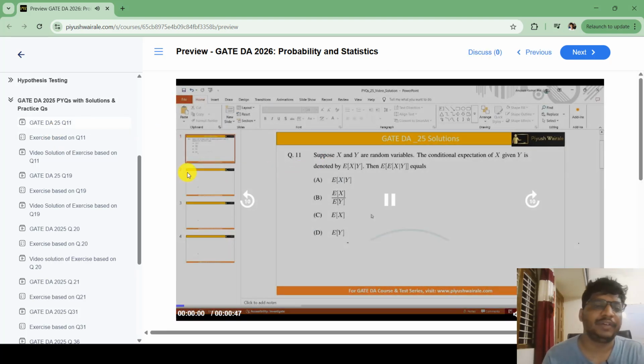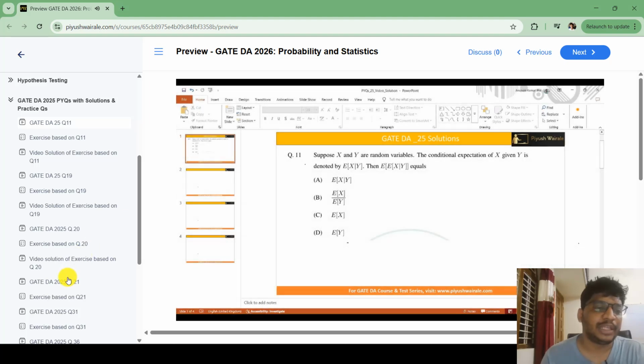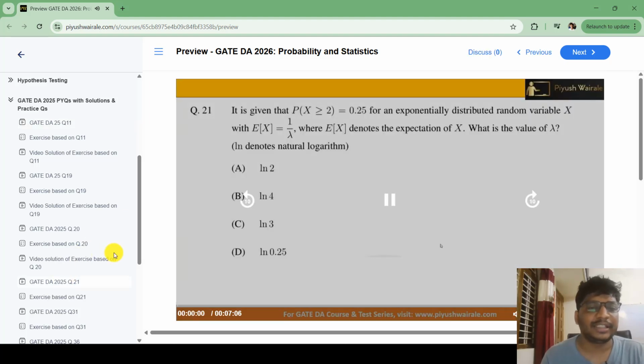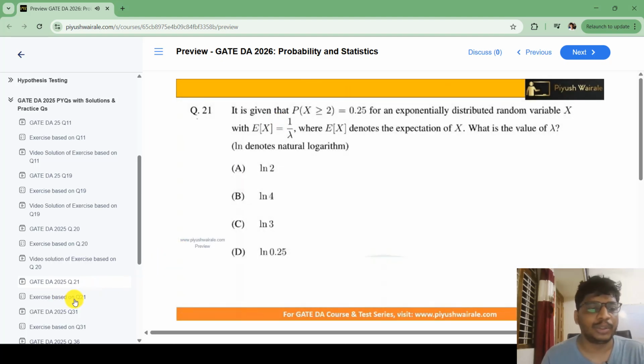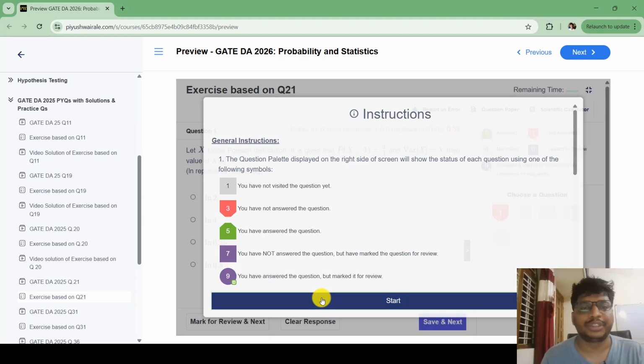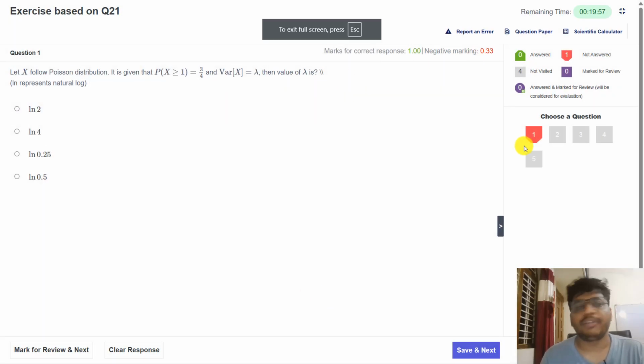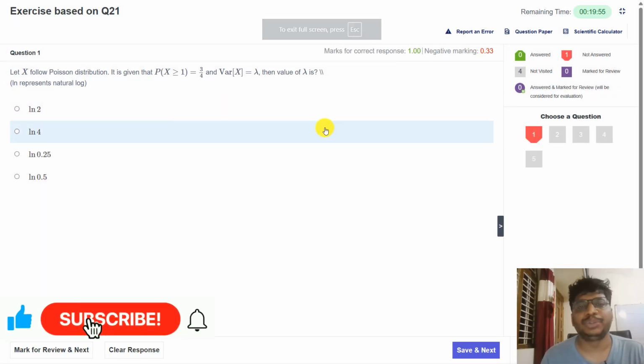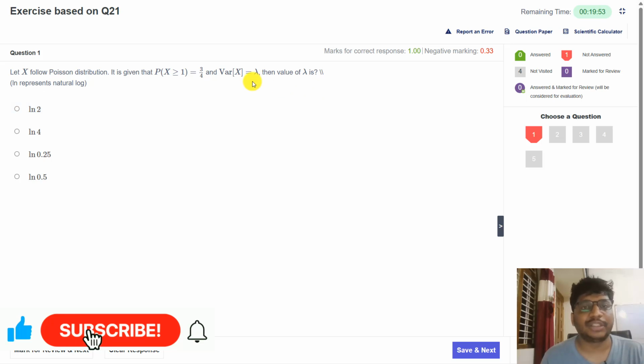You can see question number 11 of the GATE DA25 exam, and you can see question number 21 for the GATE DA25 exam. Then we have provided the exercise based on question 21 also. If you go through this exercise, there are 5 questions for 20 minutes, and you can see the questions here. Whatever we have discussed as a part of the video solution, similar type of questions or what variation you can expect in the exam, that is what we have added here.